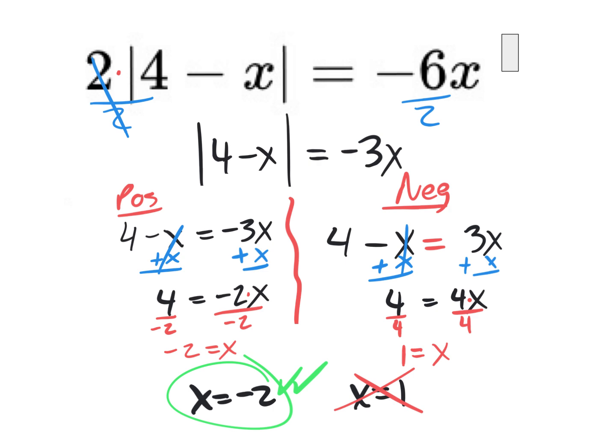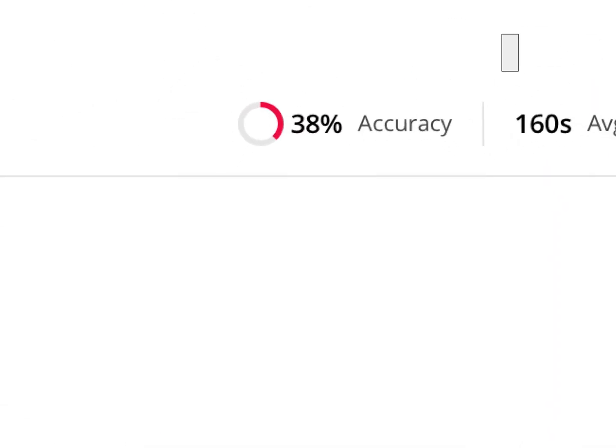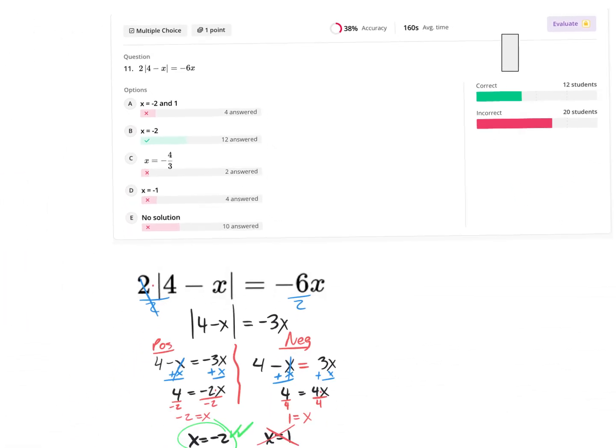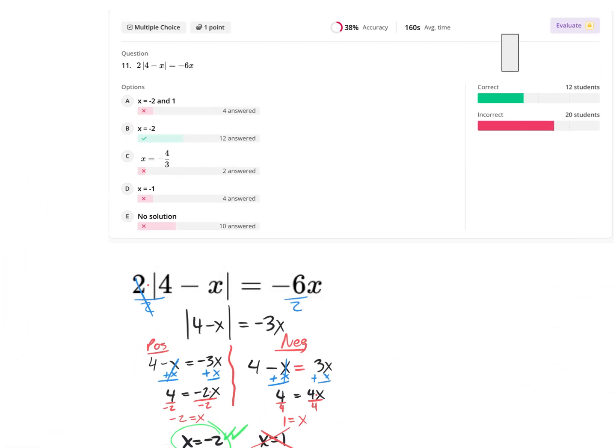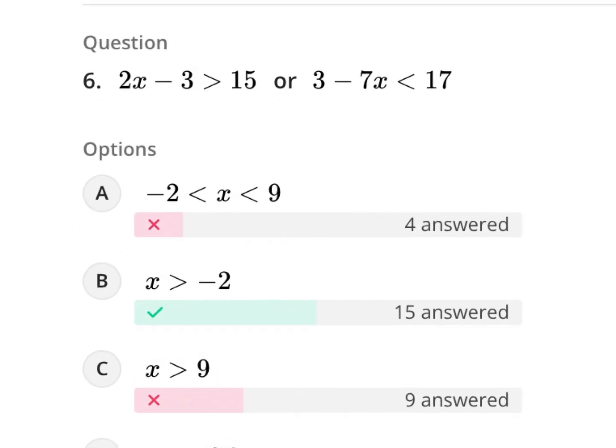Yay? Okay. So like I said, the majority of us got this wrong. Only 38% of us got it right. Hopefully you understand how to do it now, and you could retake it Monday after school. Let's take a look at this one. Only 47% accuracy. More than half of us got this wrong. And this one was two inequalities separated with the word or.